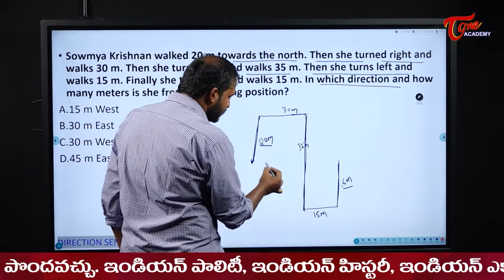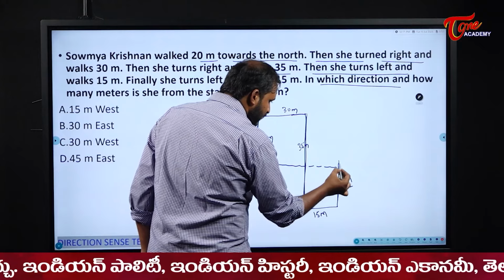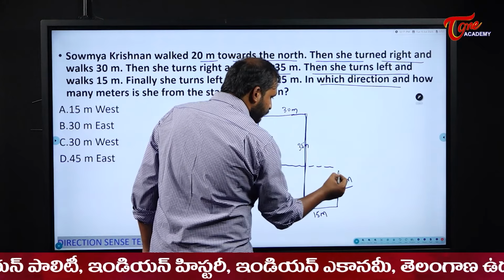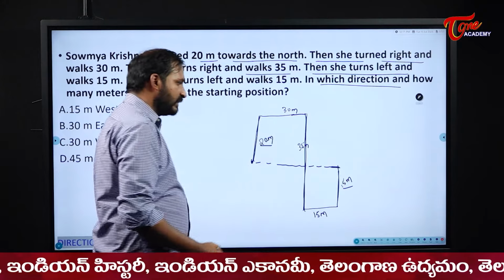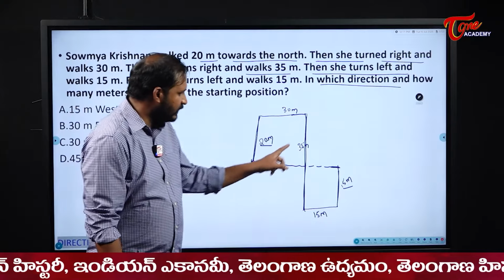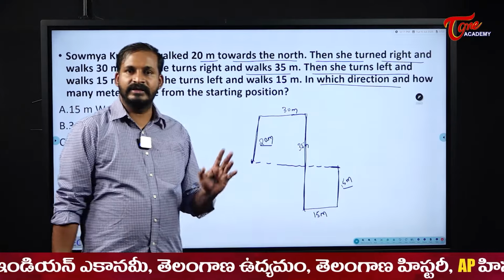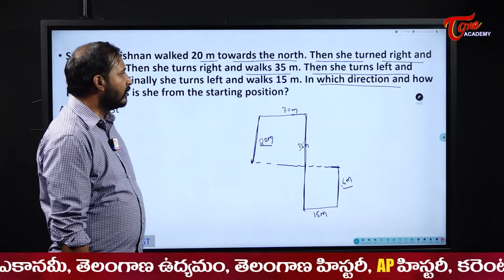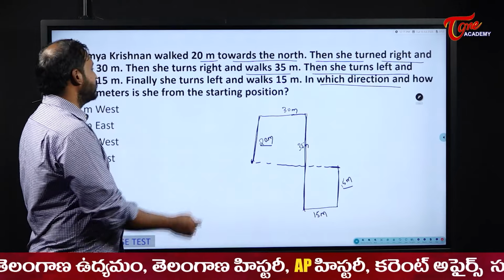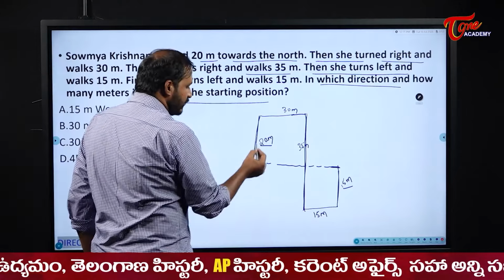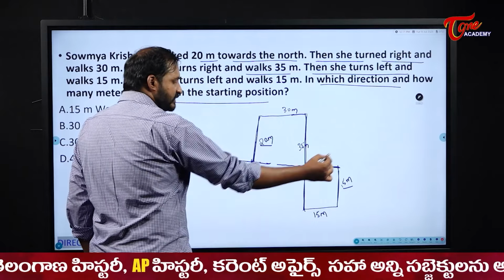35. So that means indirectly she came once again parallel to the starting point. So obviously now 20, this is 35 and 15. Everything is matching, right? Yes, sir. Now, in which direction and how many meters is she from the starting point? This is the starting point. Anyway, she is straight to the starting point.